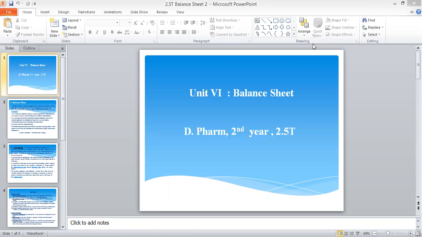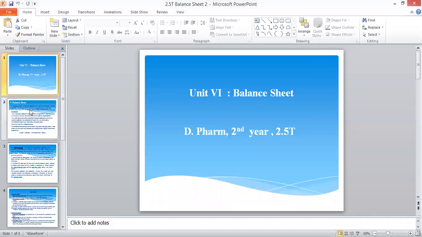Our today's discussion topic is the balance sheet, which is included in the syllabus of drugstore business management in unit 6, and this is important for D.Pharm second year students.